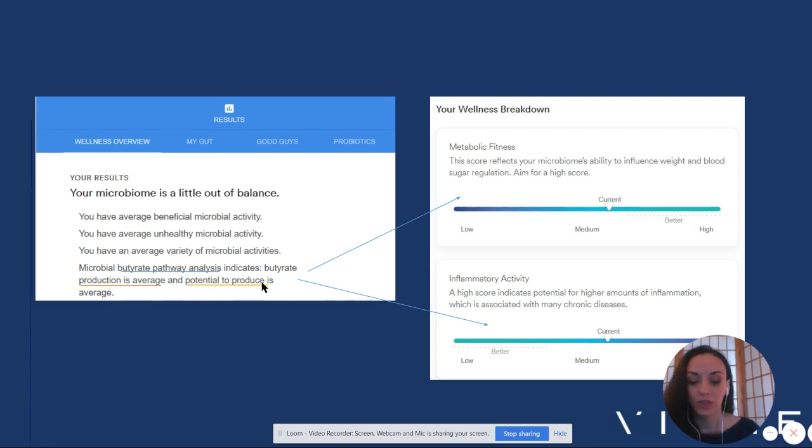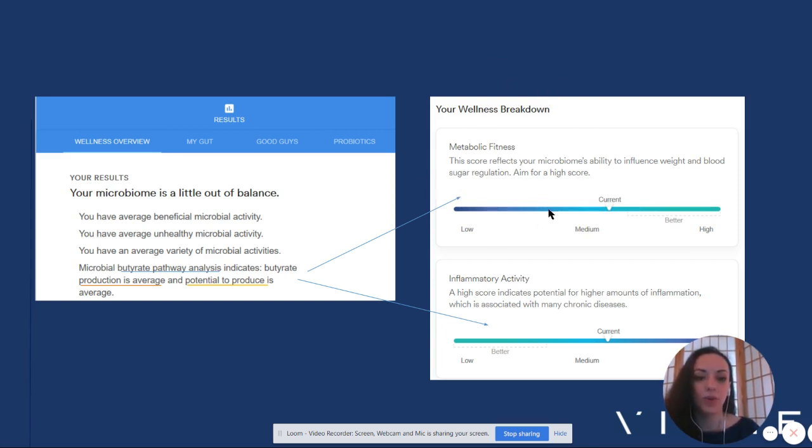What this means, potential to produce, this is actually the taxonomic side, the organisms, the microbes that are known to be capable of butyrate production. We assess their activity too. So it's basically how active and what kinds of butyrate producers do you have in there. So that's why there's actually two scores, and it's the integrative assessment of these two scores that gives us an ability to assess, together with other things, your metabolic fitness and inflammatory activity. And later also, I will show you how this makes a big difference for personalizing our recommendations.